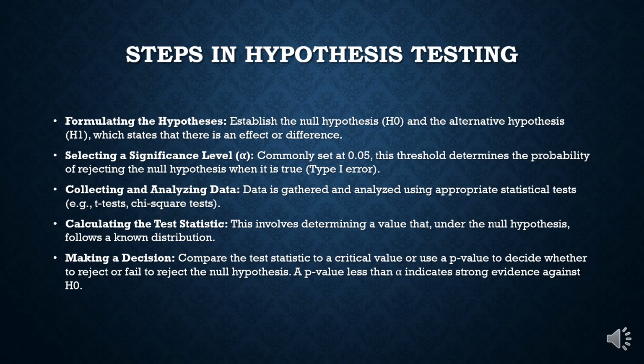And last step is making a decision. Compare the test statistic to a critical value or use a p-value to decide whether to reject or fail to reject the null hypothesis. A p-value less than the significant level indicates strong evidence against H0, that is the null hypothesis.